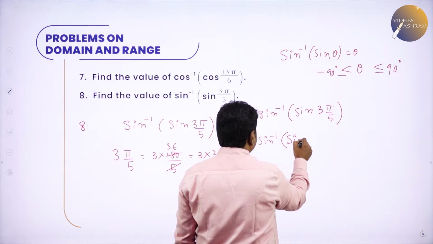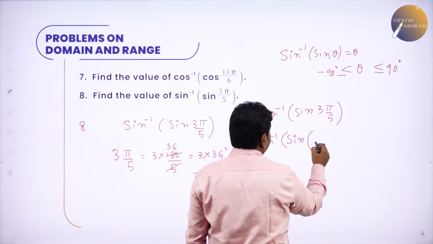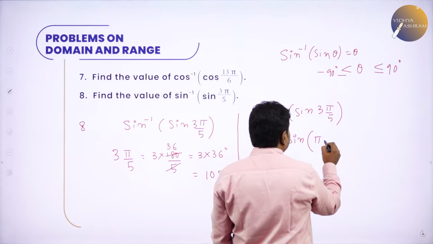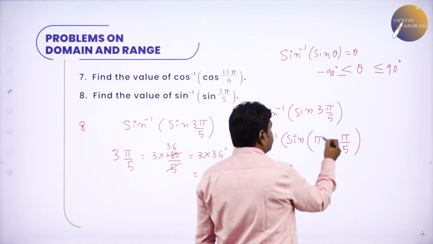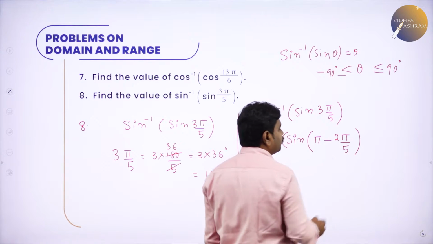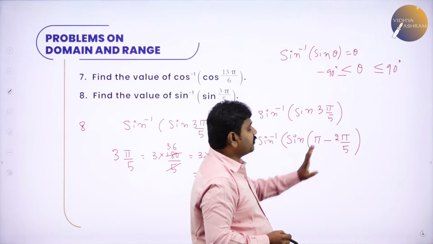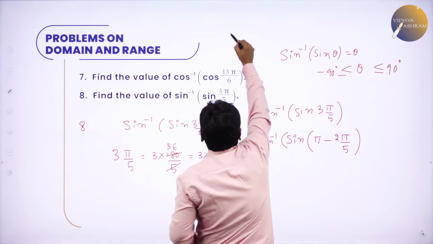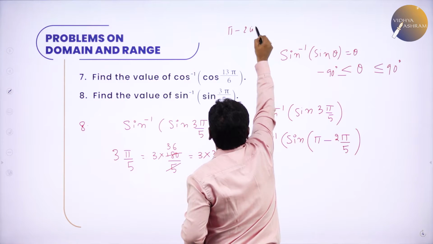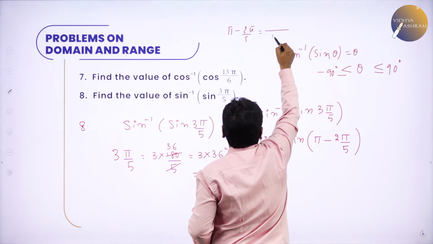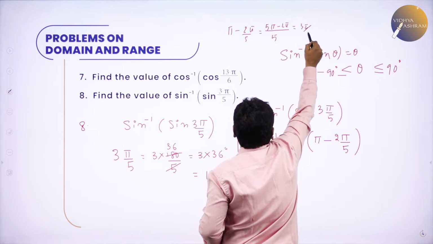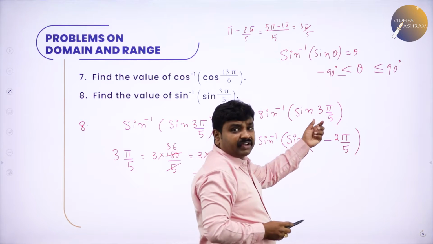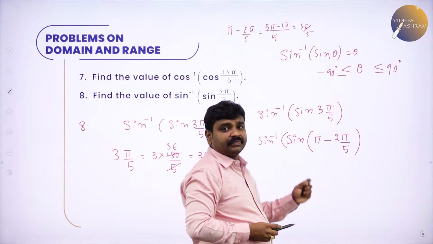So sine, if I want to write in terms of pi minus, pi by 5, if I do 5 pi minus pi, I'll write 2 pi by 5. Pi minus 2 pi by 5. Take LCM. What is pi minus 2 pi by 5? LCM is 5. It will become 5 pi minus 2 pi, it will become 3 pi by 5. So 3 pi by 5, can I write it as pi minus 2 pi by 5?